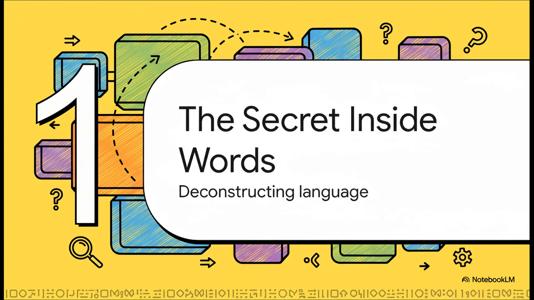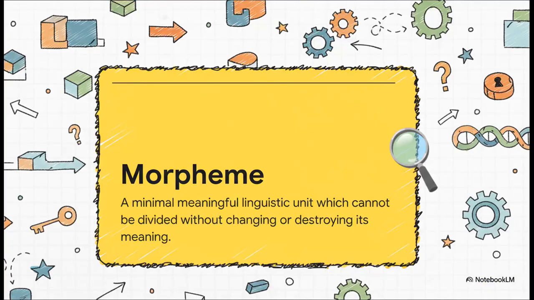To really understand what's happening inside a word like unhappiness, we need to zoom way in on the fundamental unit of meaning in all of language. And here it is, the morpheme. This is the absolute smallest piece of language that carries any meaning. You can think of it as an atom of meaning, or like a single Lego block that you just can't break down any further. We use these to build every single word.